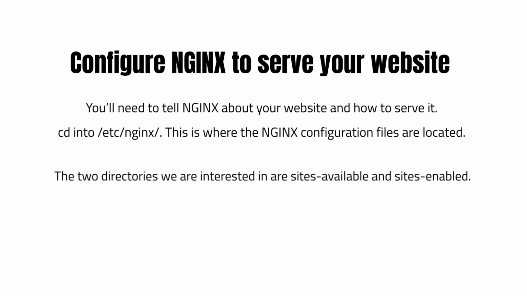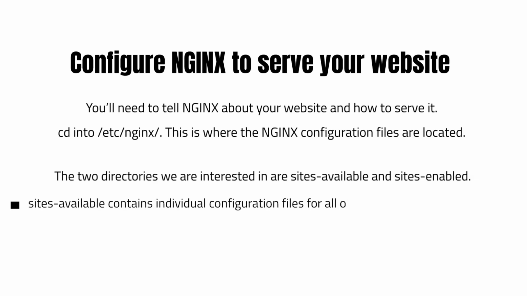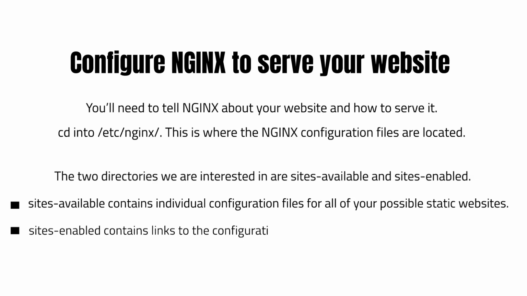The two directories we are interested in are sites-available and sites-enabled. Sites-available contains individual configuration files for all of your possible static websites. Sites-enabled contains links to the configuration files that NGINX will actually read and run.